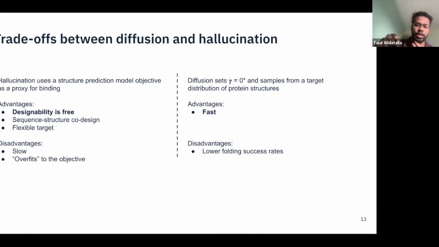There's a bit you could ignore, that gamma parameter, that's sort of a legacy thing. But yeah, the advantage of diffusion is that it's much faster. But the disadvantages, as we've seen with our antibody, is that without any filtering, you will get lower success rates.